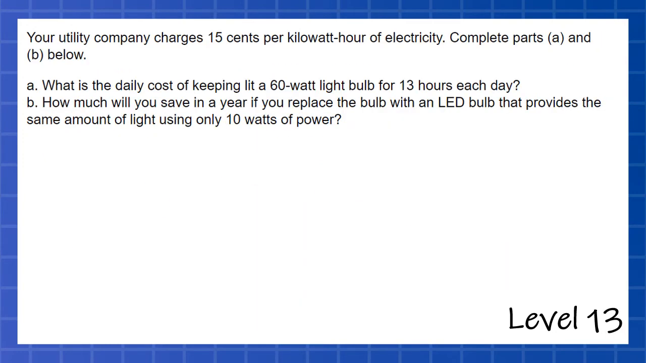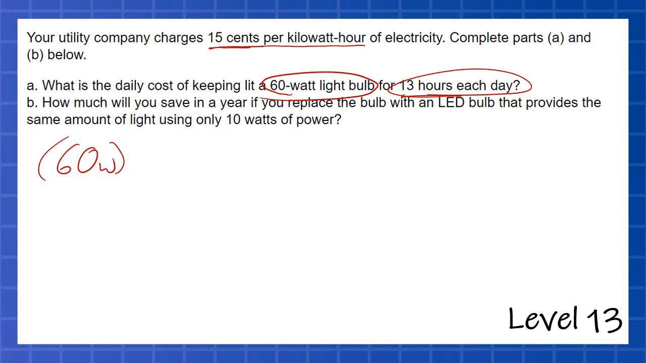Let's look at an electricity problem. We have the company charges 15 cents per kilowatt hour of electricity. So the first part we have is, let's say we have a light bulb, and the light bulb is a 60 watt light bulb, and that means it uses 60 watts each hour, and then we use it for 13 hours each day. So I'm going to go ahead and figure out how much electricity it uses in a day. So I do 60 watts times 13 hours, and I end up with 780 watt hours.